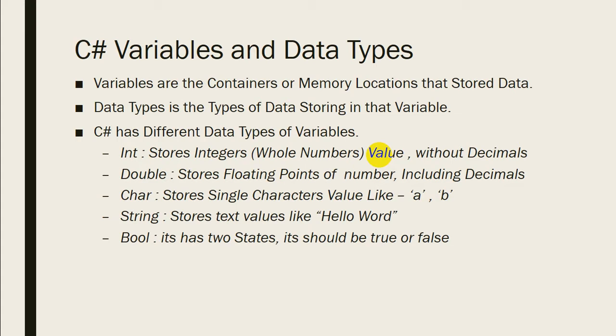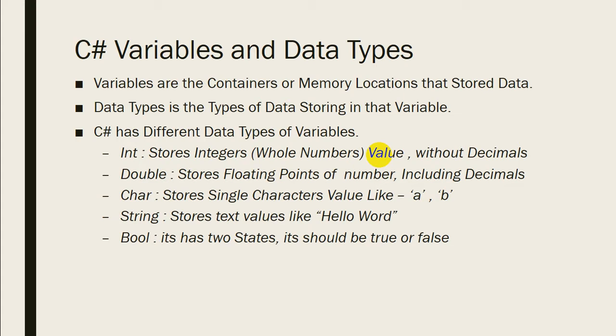Variables are containers, memory locations where we can store data. We create variables for storing the data inside of our program. Data types are the types of data that we are storing in the variables. Through data types we can define which kind of data we are storing in the variable.